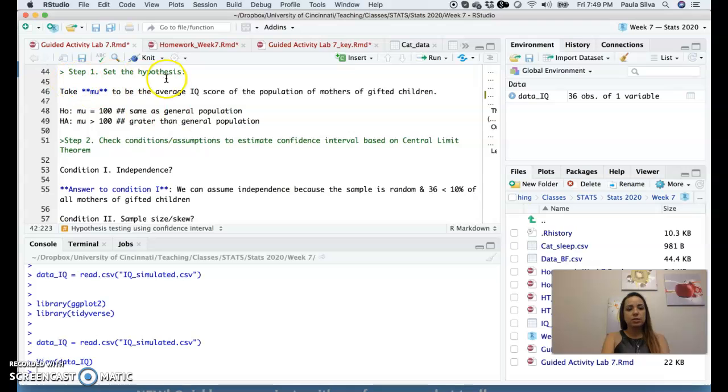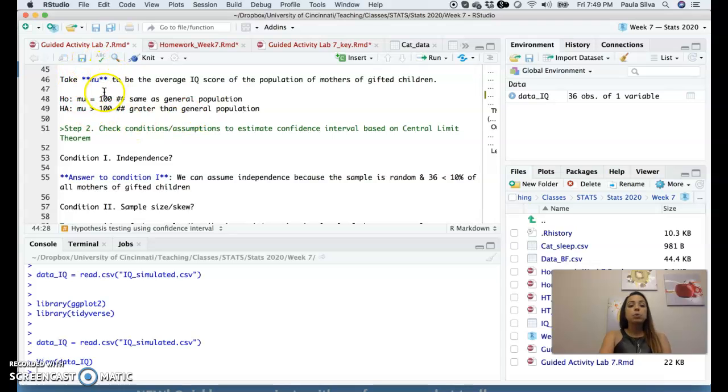So I'm going to set the hypothesis first, actually 2 hypotheses. Take mu. I'm not using the Greek sign, mu, but mu is the average IQ score for the population of all mothers of gifted children. So there is a true mean IQ of all mothers of gifted children, which I do not have access to. But the null hypothesis is that the mean IQ of mothers of gifted children is just the same as the IQ of the general population, which is 100. So that's our null hypothesis.